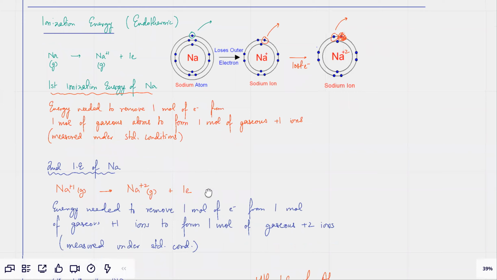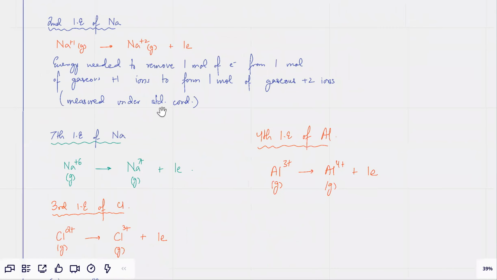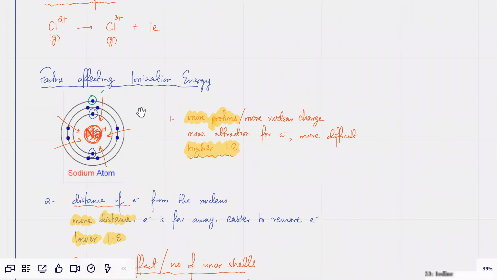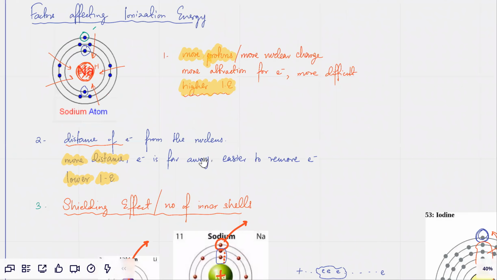Now, ionization energies. We talked about first ionization energy, which is the energy needed to remove electrons from an atom, like 1 mole of electrons from 1 mole of gaseous atoms. That's the first ionization energy. You had second. The seventh was that 6 electrons are already removed, and you're trying to remove the seventh one now. So that was ionization energies, and the factors that affect ionization energies are, first, the number of protons. More protons, there's more attraction for electrons. So it would be harder to remove those electrons. The ionization energy is going to be higher.